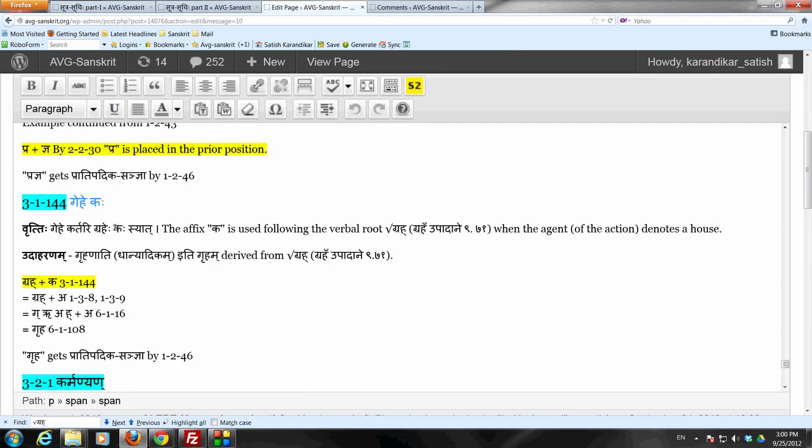That is gehe kaha. And one more time, this gehe is not referring to an upapadam. It's only an artha nirdeshaha. It is saying that the agent should be a house. So anybody who accepts something cannot be called graha. This pratyaya ka can only be used on the condition that the agent is a house.